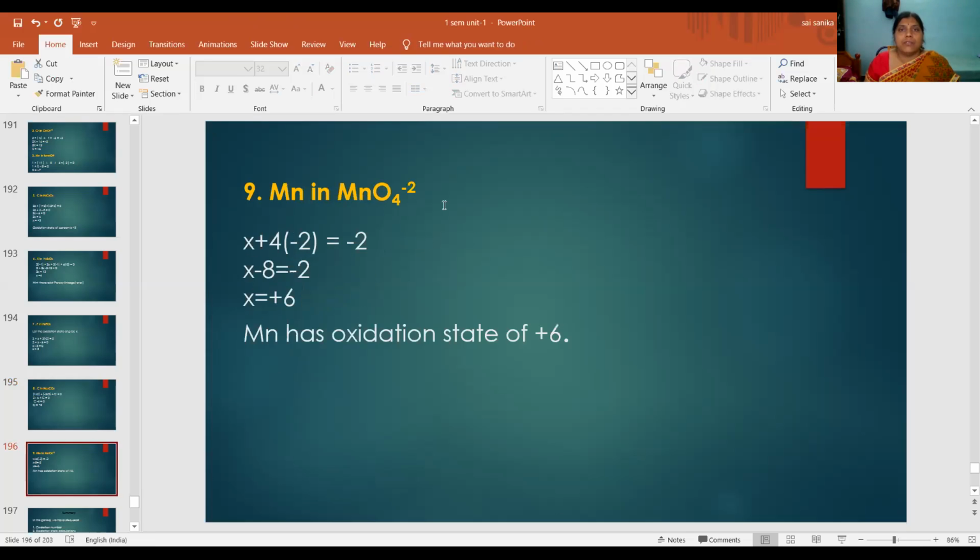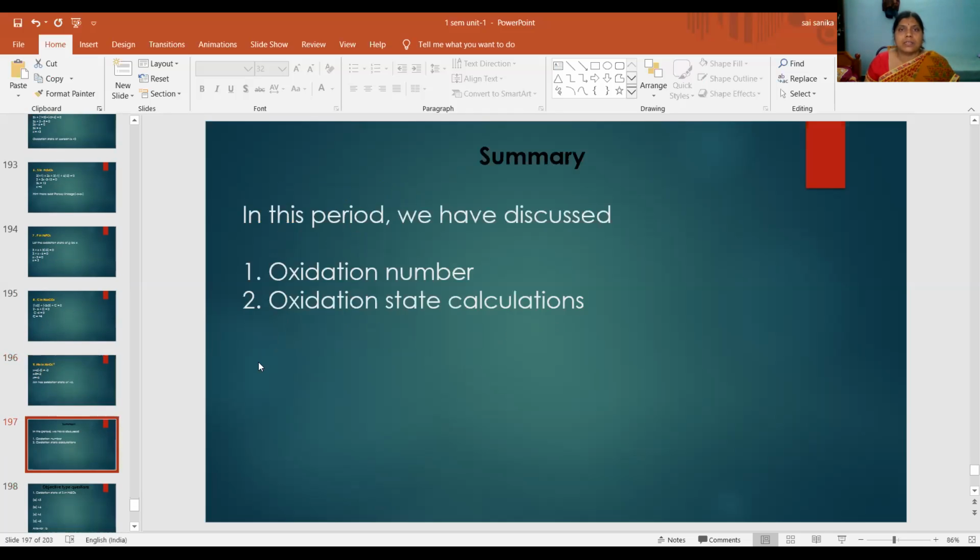So this is the oxidation state of carbon in Na2CO3. So C equal to +4. And Mn in MnO4 -2. Already I told for complex ion. So here Mn you don't know, X plus 4 oxygen -2. Total charge you have to take -2. X minus 8 equal to -2. So X is equal to +6. -8 will come this side +8. So +8 -2 +6. So Mn has oxidation state of +6.